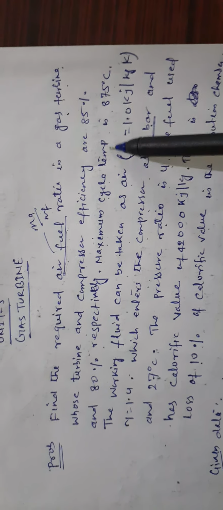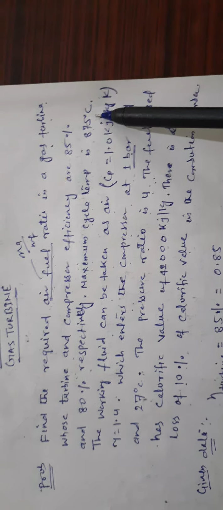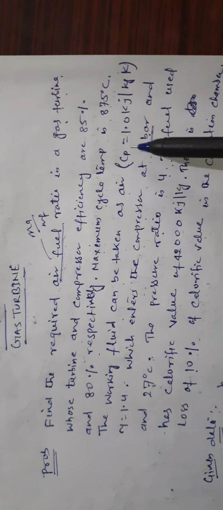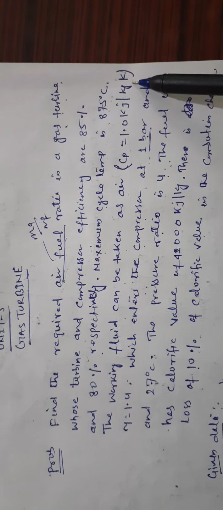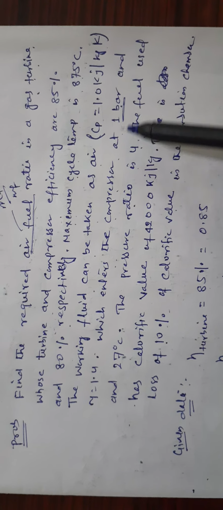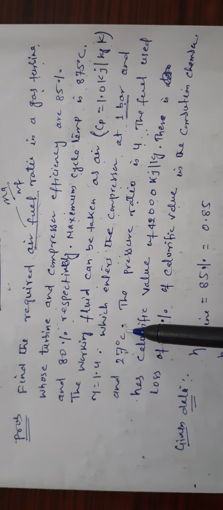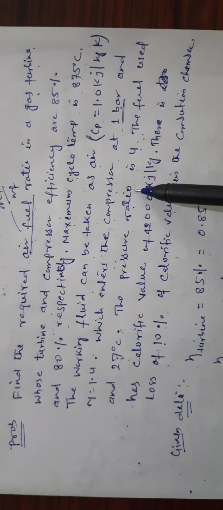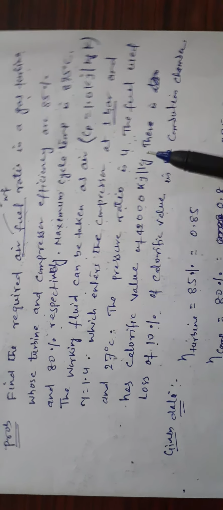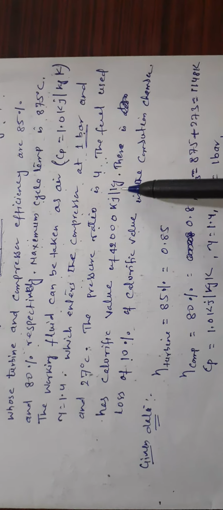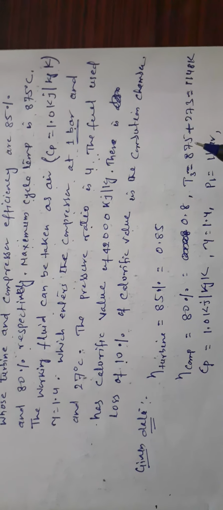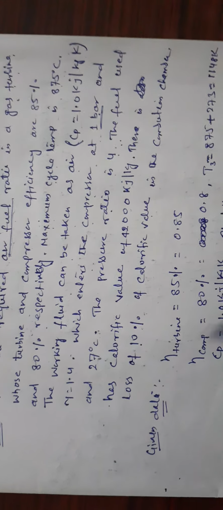The maximum cycle temperature is 875 degrees Celsius. The working fluid can be taken as air, with Cp equal to 1.0 kilojoule per kg Kelvin and gamma equal to 1.4, which enters the compressor at 1 bar and 27 degrees Celsius. The pressure ratio is 4. The fuel used has a calorific value of 42,000 kilojoule per kg. There is a loss of 10% of calorific value in the combustion chamber. This is the question. Firstly we should write the given data.